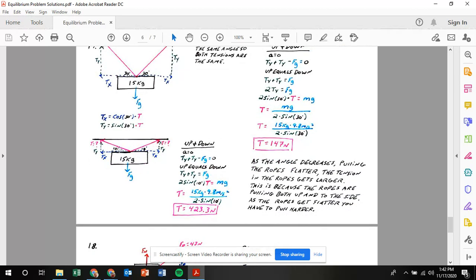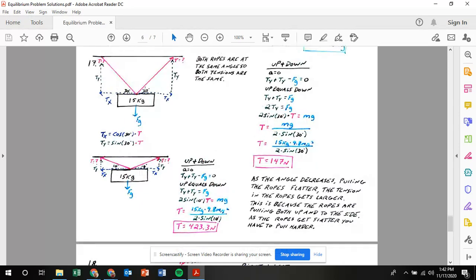If we change the angle so that it's 10 degrees, basically we're taking these ropes and we're pulling them flatter, raising the 15 kilograms up a little bit. We're just basically moving this out so that the ropes are flatter as opposed to being more straight up and down. So I change my angle to 10. Does that change anything? It does.